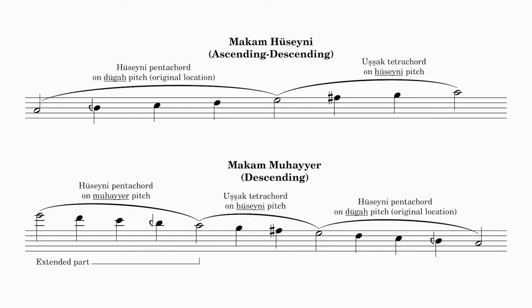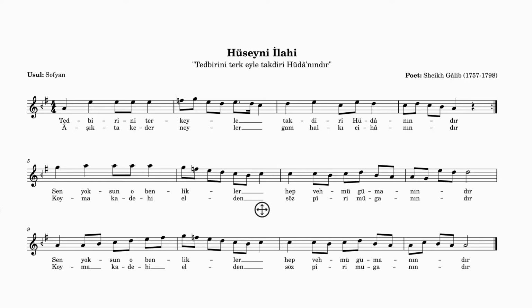Before talking about the pieces I just sang, let me show the scales of Hüseyini and Muhayyer. As we can see, they share the same scale. However, their melodic directions, I mean rough seyirs, are different. In the Sufi hymn, the melody starts around the dominant of makam Hüseyini while leaping from the tonic, the fifth.